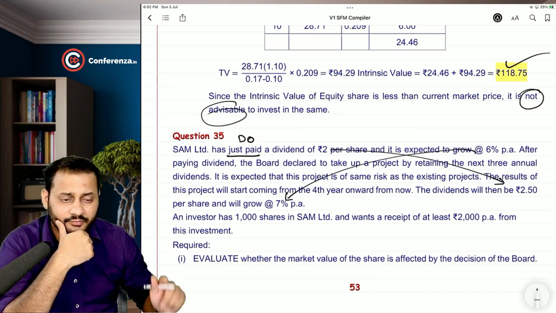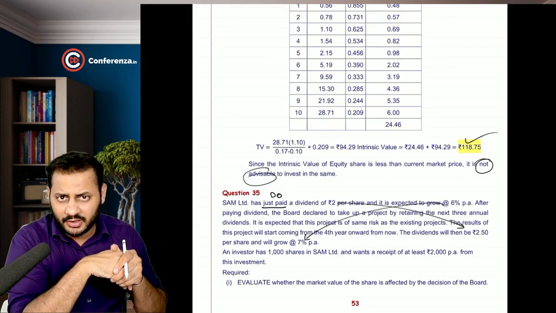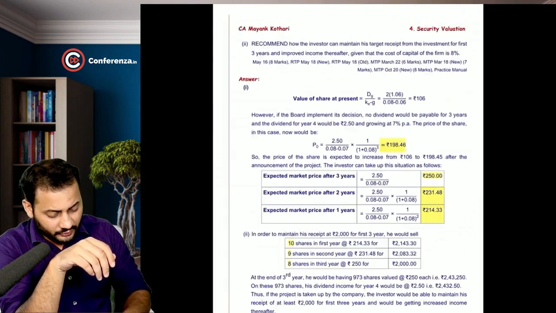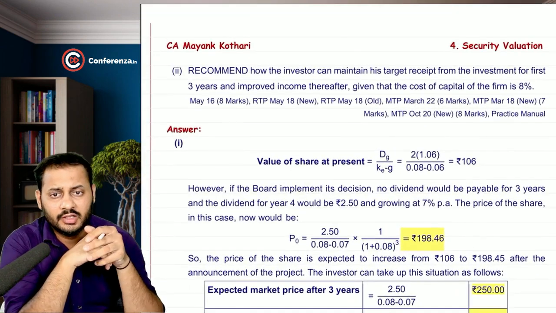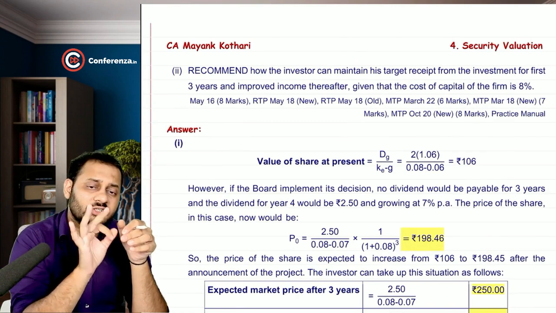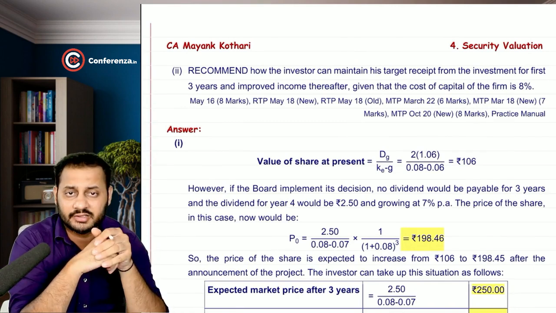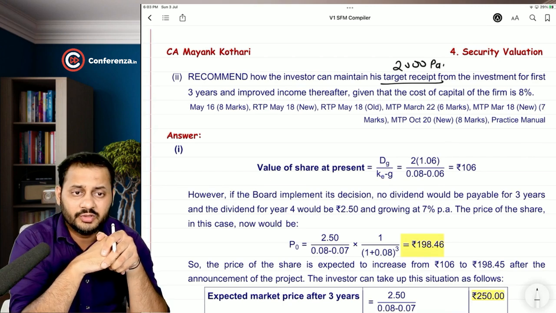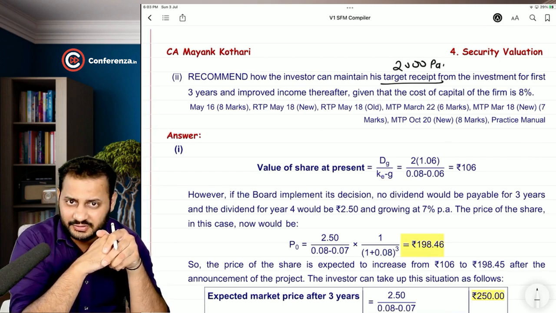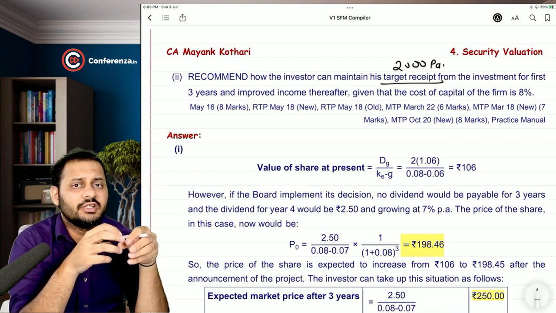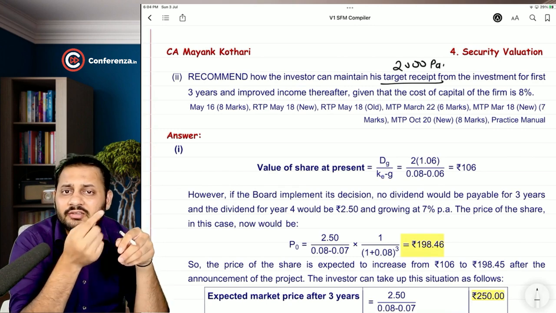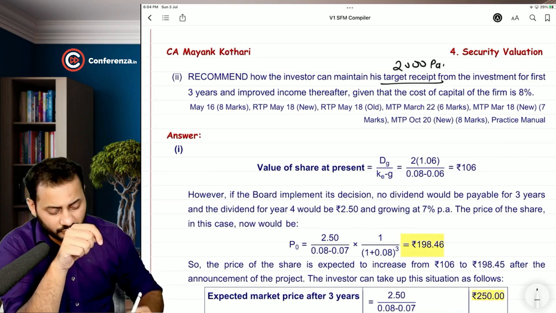So how are we going to calculate the market price for both the parts? Second thing given to us, which I think we should read first: recommend how the investor can maintain his target receipt. What was his target receipt? 2000 rupees per annum from the investment for the first 3 years. So for the first 3 years, when the company is not going to pay dividend, how can an investor get the receipt of 2000 rupees per annum?